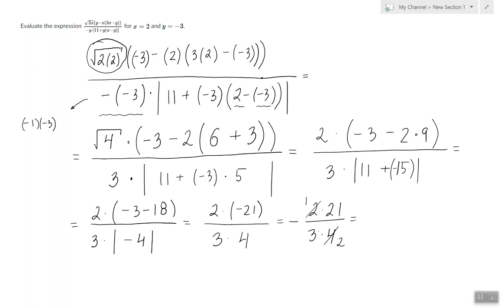Also, I noticed that 3 and 21 have something in common. That is 3. So I'm going to reduce everything by 3. That means 1 will be left here, and 7 will be left here. So by following that simple rule of thumb, again, simplify before multiply, we were able to avoid dealing with large numbers, and we got the final answer, -7/2.